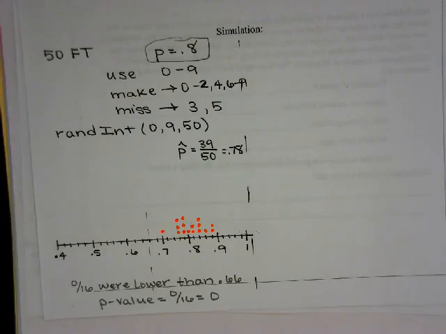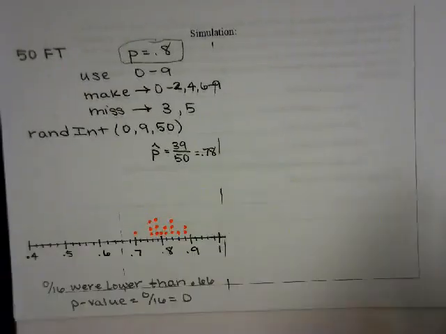Now, you're not going to do a simulation like that for every claim. What we'll eventually do is look at the normal distribution. She took 50 free throws, right? And we can check that n times p is greater than or equal to 10, n times 1 minus p is greater than or equal to 10, so that we can assume it follows a normal distribution. So over here, we're going to use our knowledge of normal distributions to find the p-value.